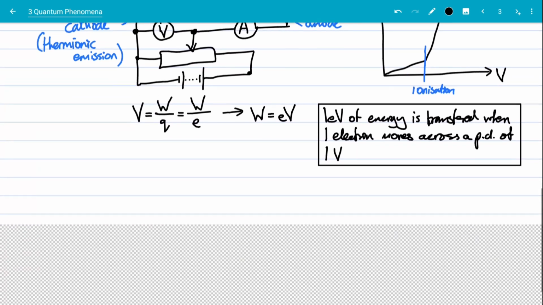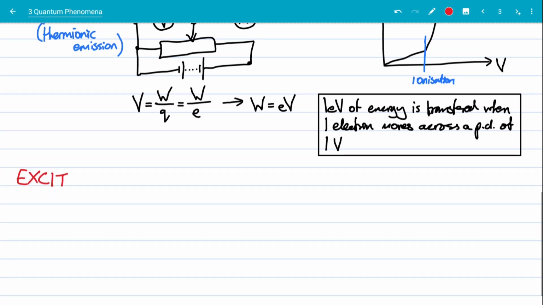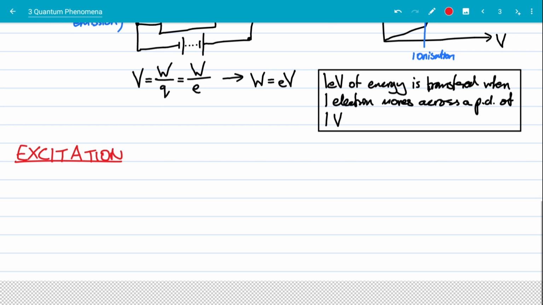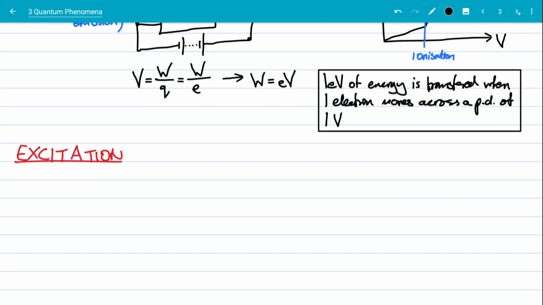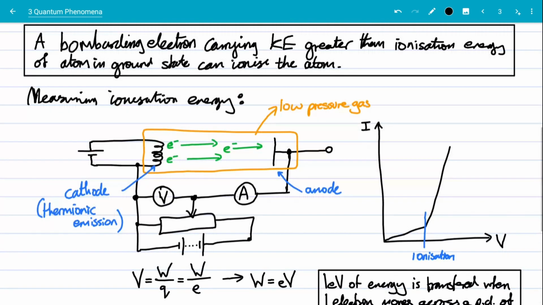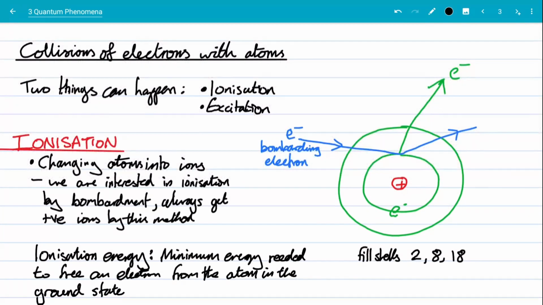Now let's look at excitation. This one isn't going to quite go on as long because we're going to talk about excitation more in the next session. Excitation. So what's happening with excitation? Well, here we are concerned with electrons that are bombarding the atom, carrying that kinetic energy, delivering energy. I should point out, of course, that the bombarding electrons lose kinetic energy in this process.